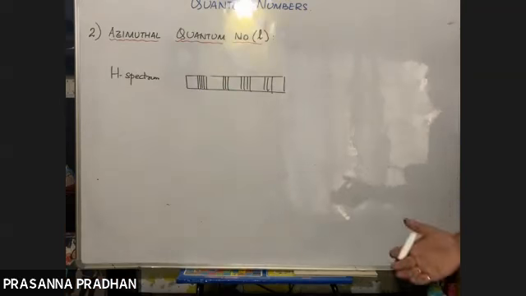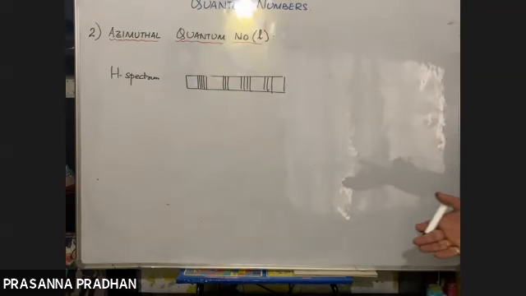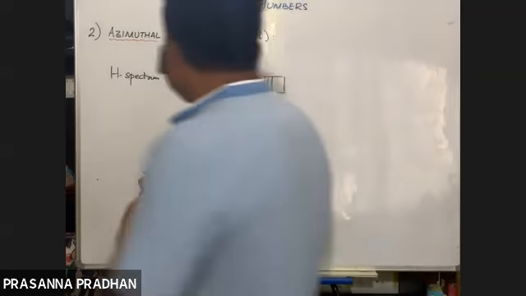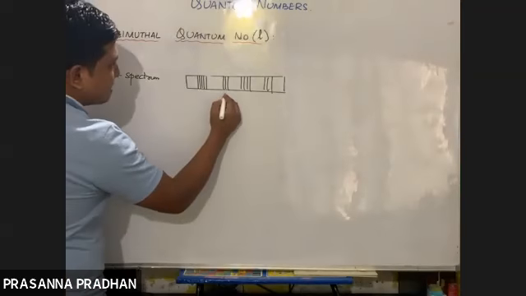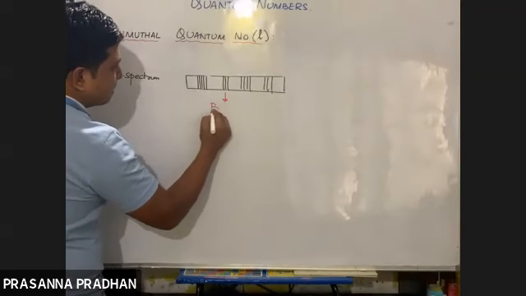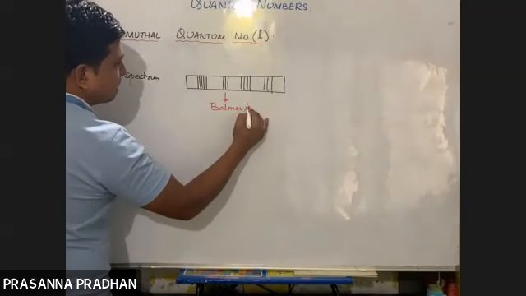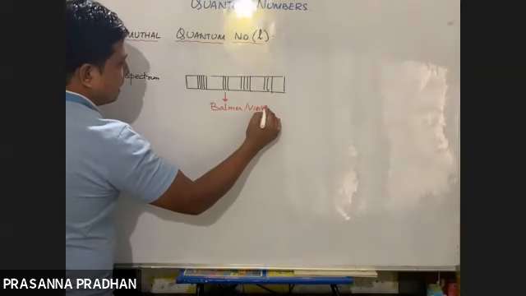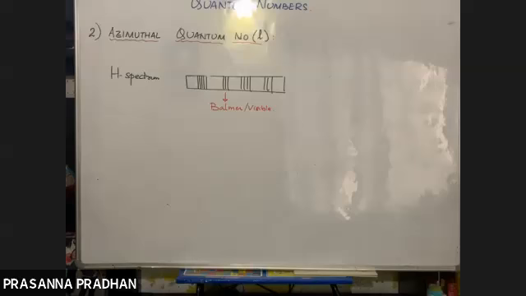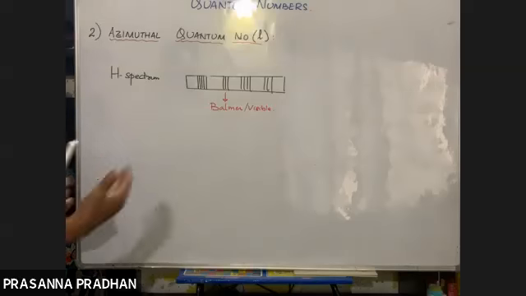By the way, what was the name of the series which belongs to the visible region? We call it the Balmer series, in the visible region. Yes, now you should be understanding this. Now we will relate it.